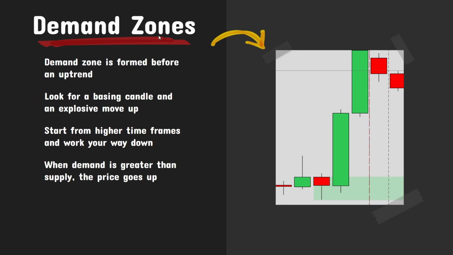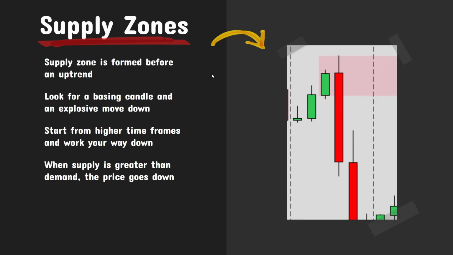So, how's the demand zone formed? It's formed before an uptrend. You look for a basing candle, an explosive move up. You start from the higher time frames and you work your way down. When demand is greater than supply, the price goes up. Right here, you can see the basing candle for the demand zone, and then the explosive move up, which would be this candle and this candle. Right here, the demand zone starts from the top of the body of the red candle and then to the bottom of the wick. Usually when price comes back down here, orders get filled and it tends to go up.